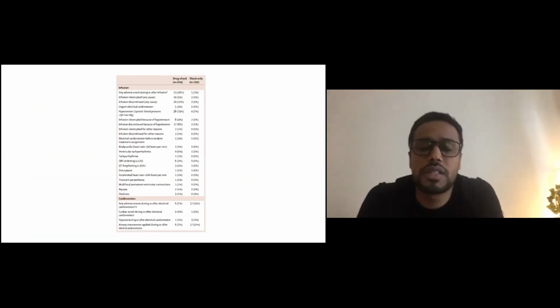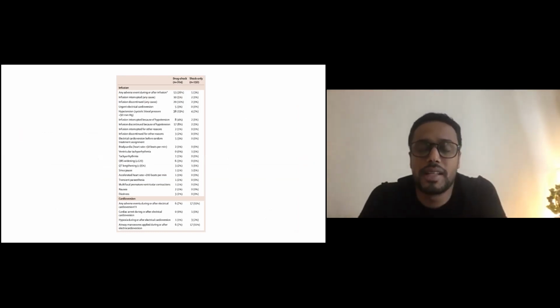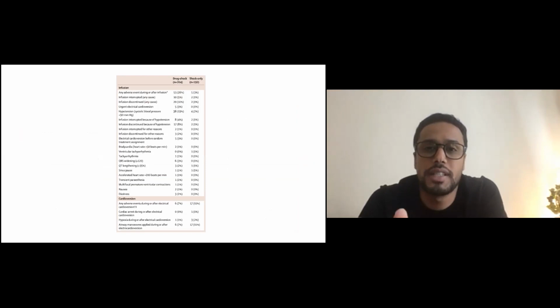Now, there was no serious adverse event in either group, and at 14 days follow-up, 95% were in normal sinus rhythm. But as we can see, in the infusion group there were more adverse events, mainly transient hypotension. And in the electrical cardioversion group, it was more related to the procedural sedation, with hypoxia.